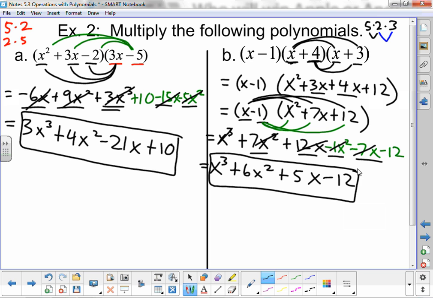So that's how you would do it if they gave you three of them being multiplied at the same time. Focus on two at a time, then bring in that third group later on to multiply out. So it takes a few different steps there.